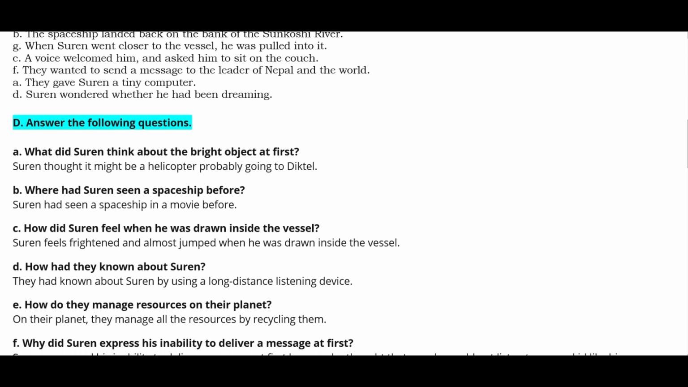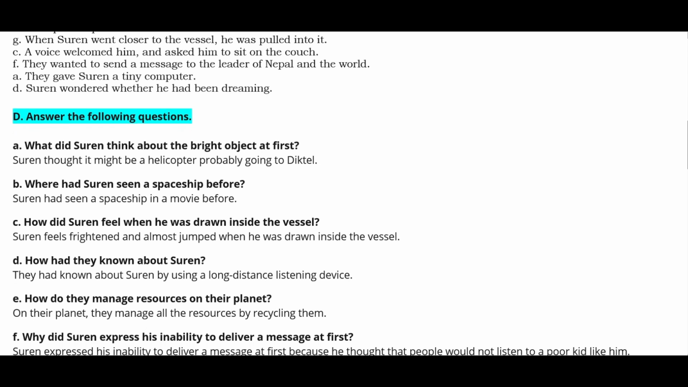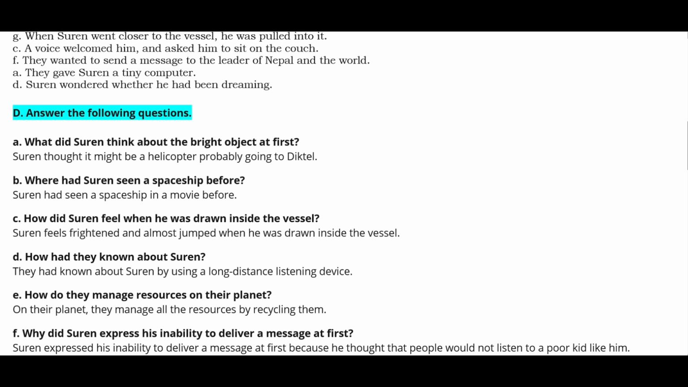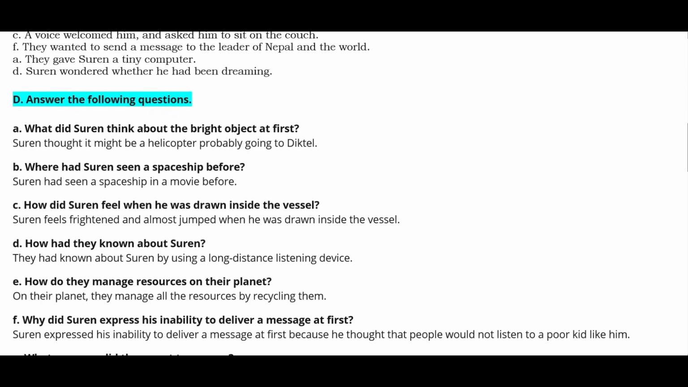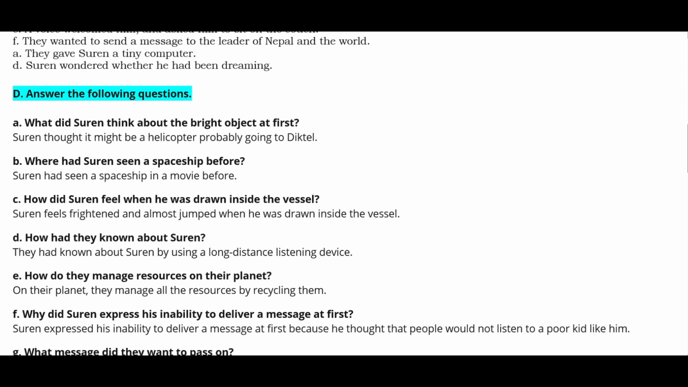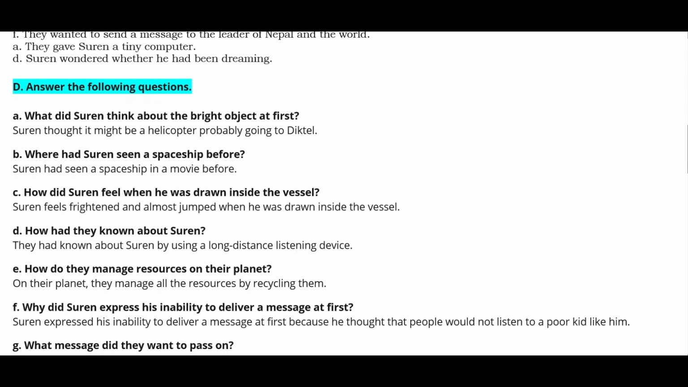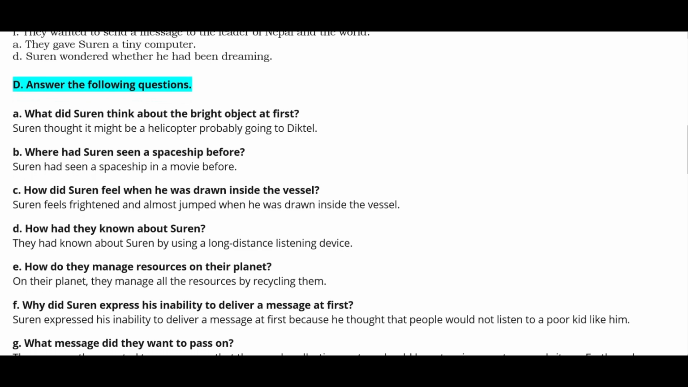F. Why did Suren express his inability to deliver a message at first? Suren expressed his inability to deliver a message at first because he thought that people would not listen to a poor kid like him. G. What message did they want to pass on?